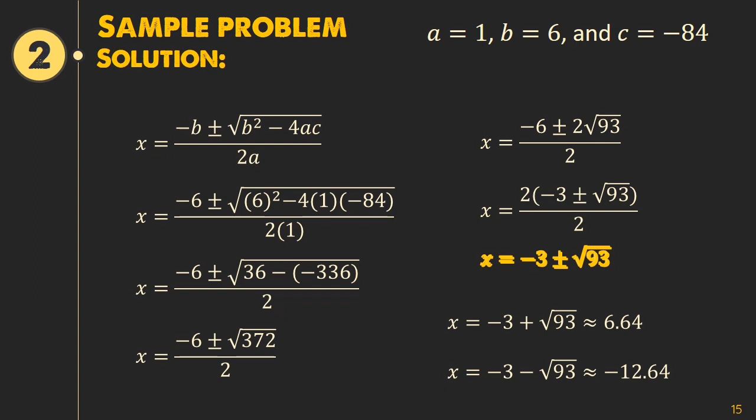We will be accepting only the value which is positive since x pertains to the length of segment GA. Therefore, the value of x, or the length of segment GA, is negative 3 plus the square root of 93, or 6.64 units.